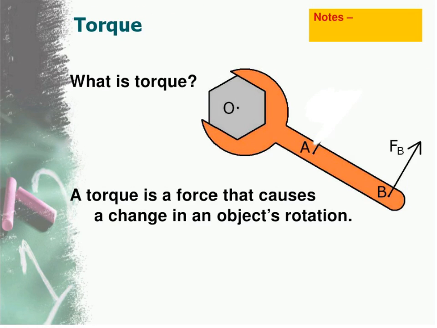So first of all, what is a torque? Well, a torque is a force that causes some change in an object's rotation. So if this wrench and bolt are stationary, then I can cause them to start rotating by exerting a force somewhere along the handle of this wrench, and that will start this entire thing rotating around in a circle. And that push, or that force, has caused what's called a torque.